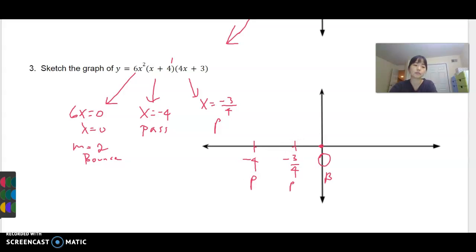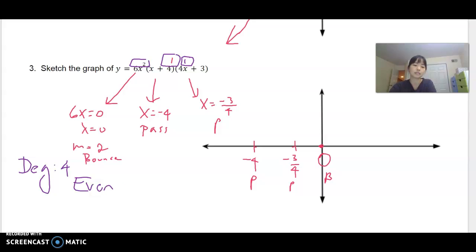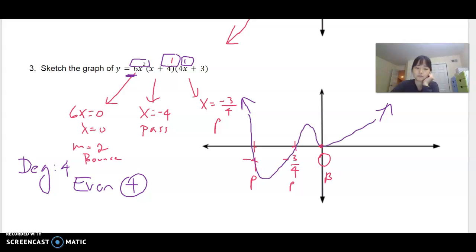Now you have to think about degrees. What is the degree? 2, 1, 1. So that's 4. It's even. Degree is 4, even, and it's positive because 6 was positive. So they're both going to be going up and up. Pass, pass, bounce. Cool?